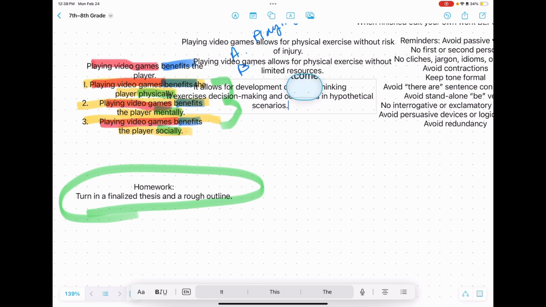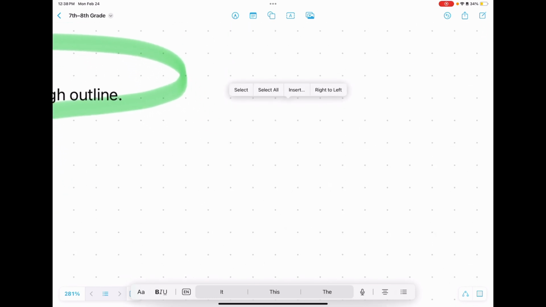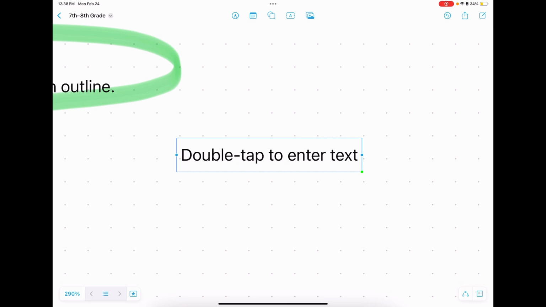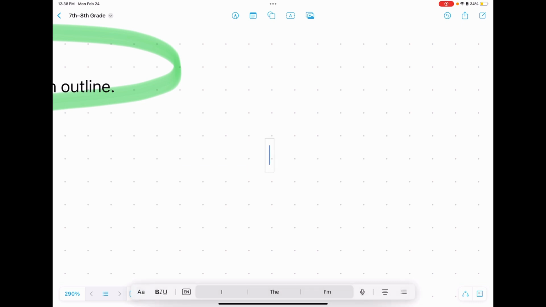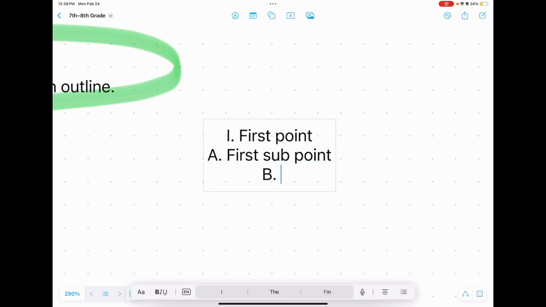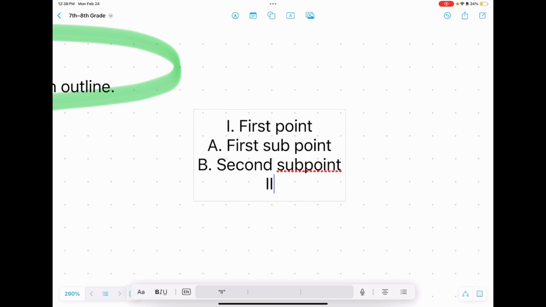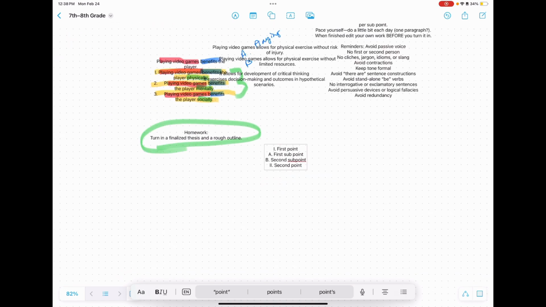Okay. Now, again, my outline is not going to look like this. If I'm doing this outline, it's going to be really neat. It's going to look like this. I'm going to have a I with my first point in a complete sentence. Then I'm going to have an A and my first subpoint with a B and my second subpoint. You guys know how to do outlines, I hope. And then I'll have my second point, etc. So you guys know how to do these outlines, but that's how I want it to look.